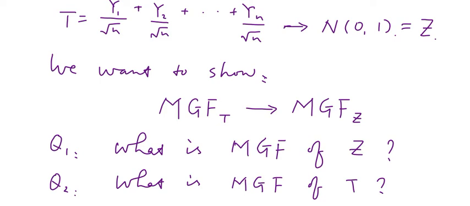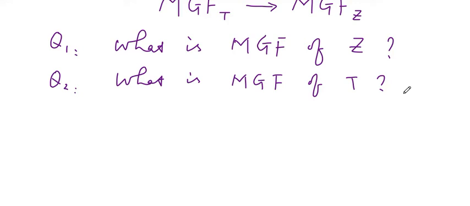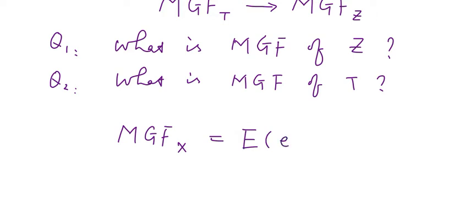Okay, so now let's check the first question. What is the moment generating function of Z? At first, let's review the moment generating function of X. The moment generating function of a random variable X is defined as the expectation of e^(tX). This can be written, supposing the density function is f(x), as the integration of e^(tx) f(x) dx.